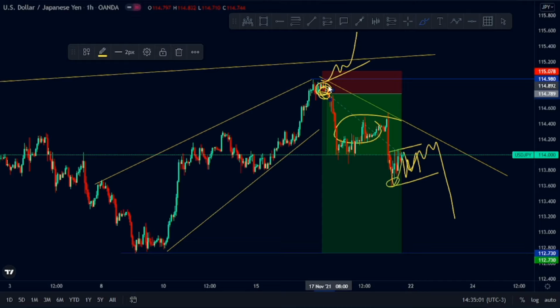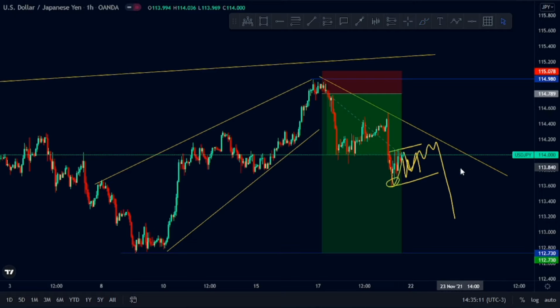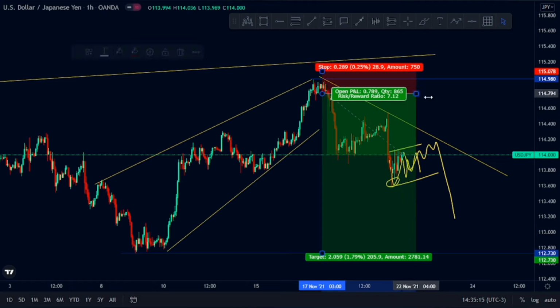In general, I don't like taking high risk entries, and I don't really recommend people to take high risk entries, especially if you're at a beginner level. Unless you're advanced, and unless you don't care about your capital, you can take those high risk entries. They do work, guys. They do work. Like this one, it worked.